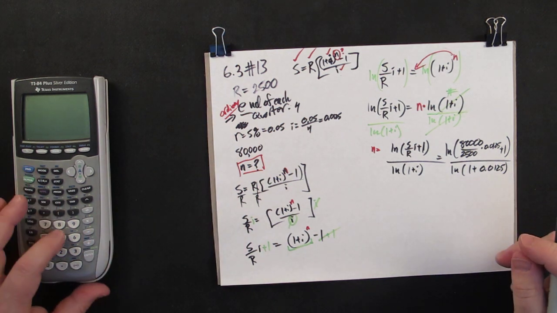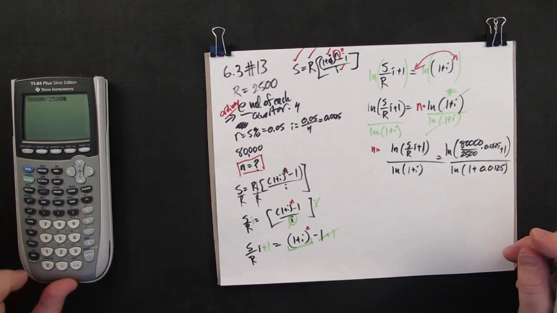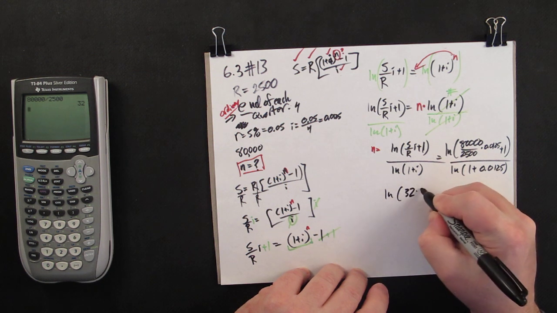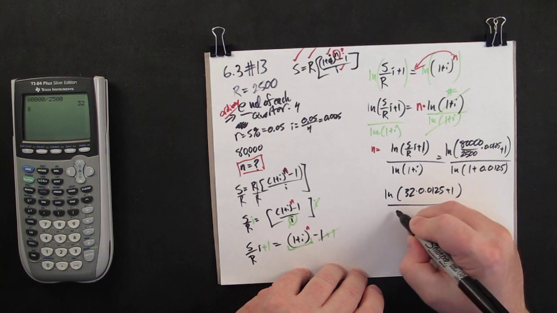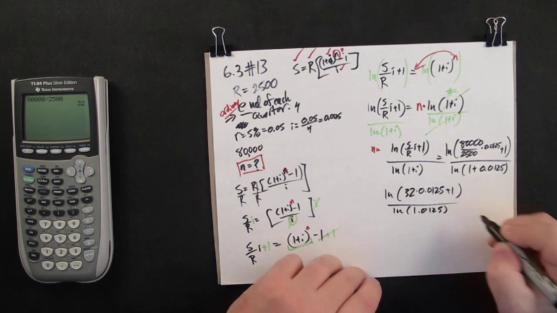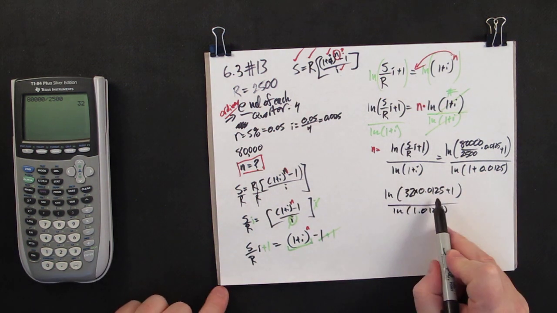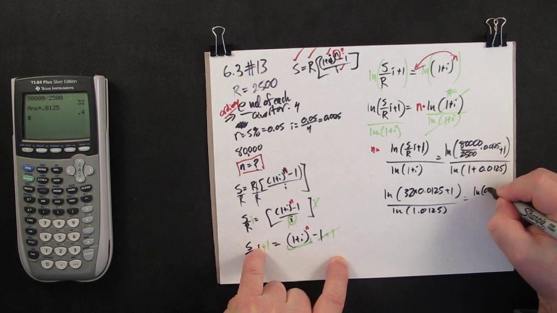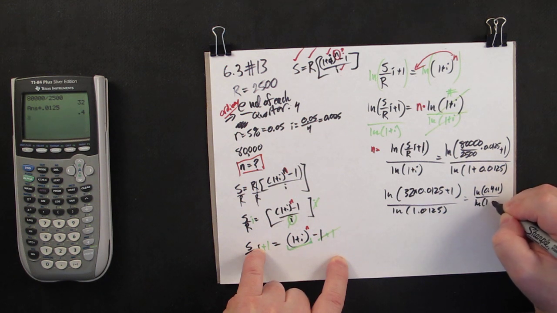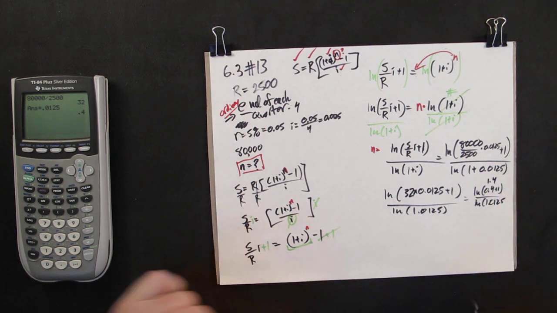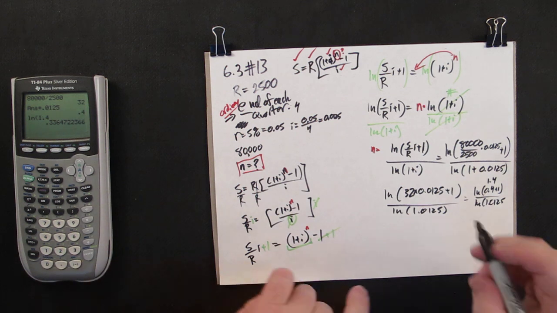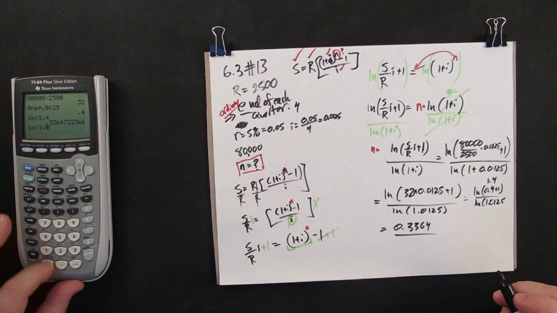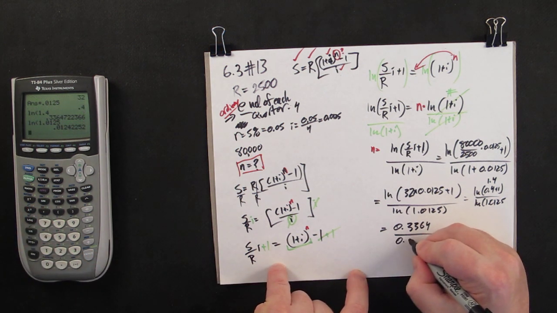Okay, so now we go about computing this. 80,000 divided by 2,500 is 32. So we have ln of 32 times 0.0125 plus 1, over ln 1.0125. 32 times 0.0125 is going to be 0.4. So this is ln of 0.4 plus 1, over ln 1.0125. So this is 1.4 in there. So ln of 1.4, you have 0.3364 divided by 0.0124.